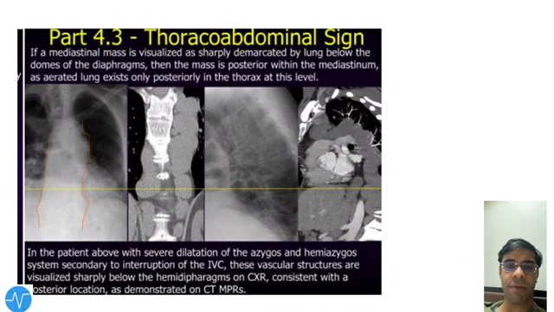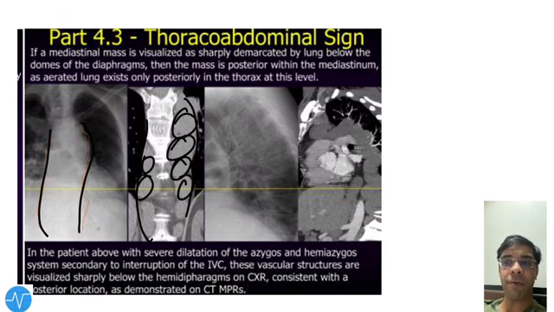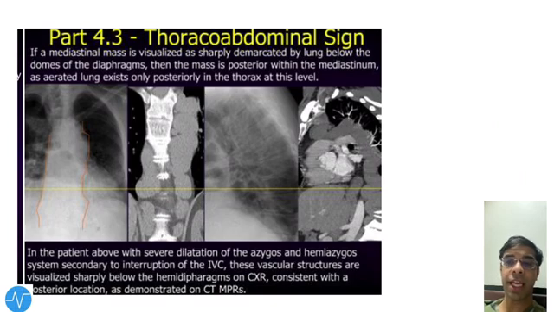Let's see the radiographic image. On the black line, the lesion is converging towards the spine. Therefore, it is an intrathoracic lesion. These are the lymph nodes. Therefore, thoracoabdominal sign: if the lesion is converging toward the spine, it is an intrathoracic lesion.